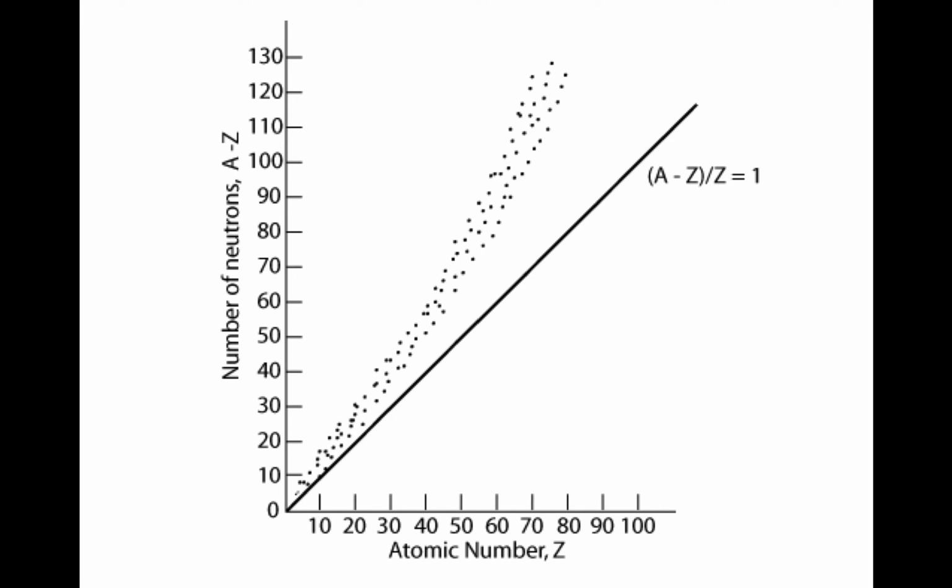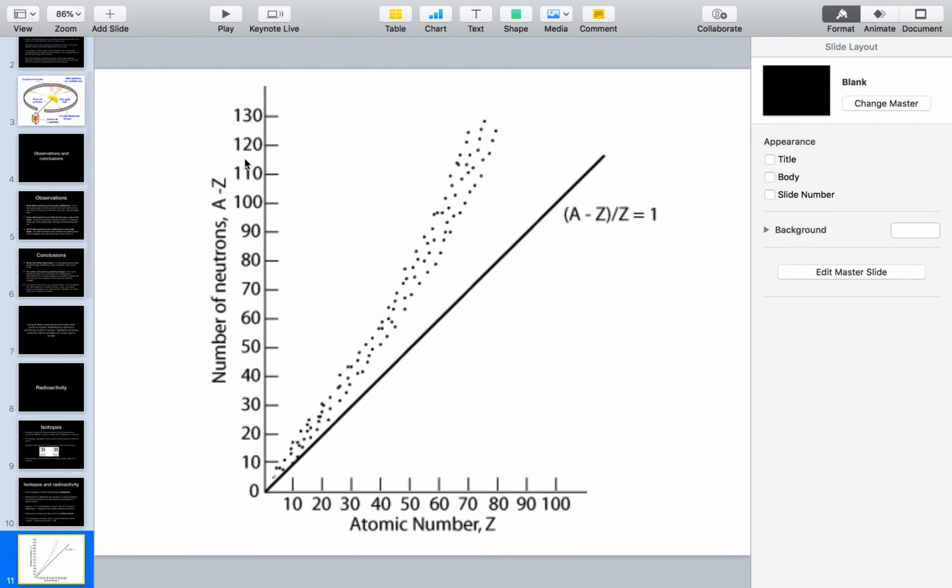So what is this graph about? One thing to notice is that this graph has the number of neutrons on the y-axis and the atomic number, or the number of protons, on the x-axis. This line you see over here is known as the line of stability. On this line, the number of protons is equal to the number of neutrons. However, these points plotted next to this line are the actual elements and isotopes of the periodic table.